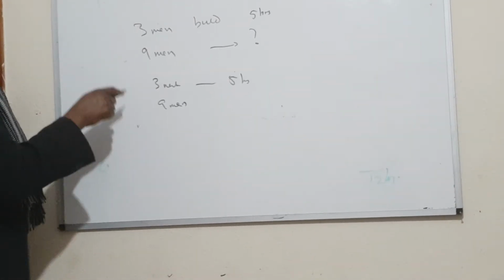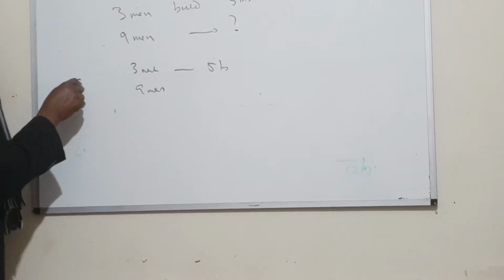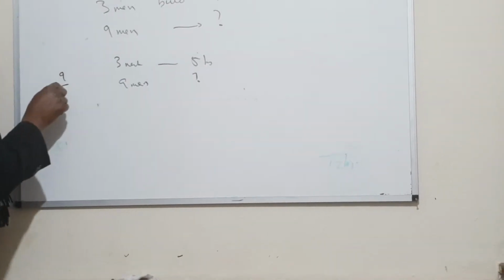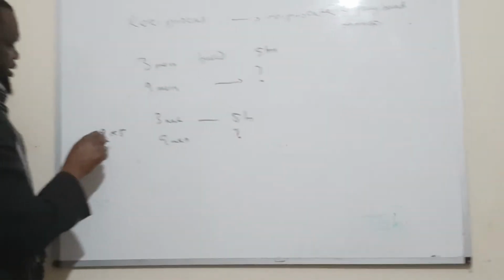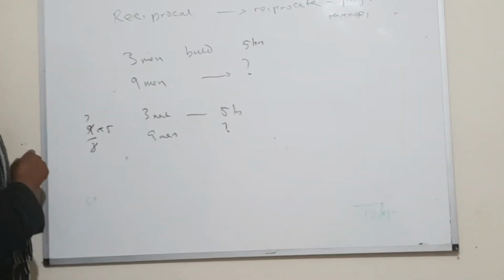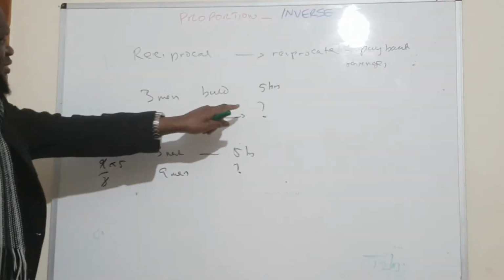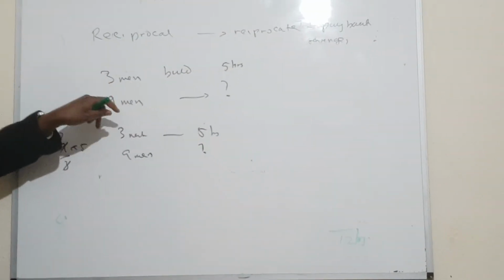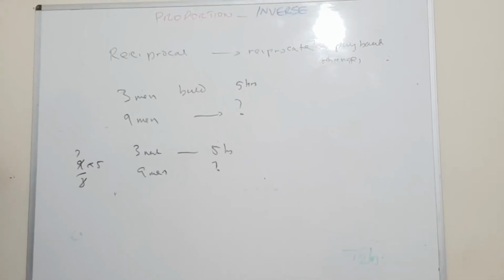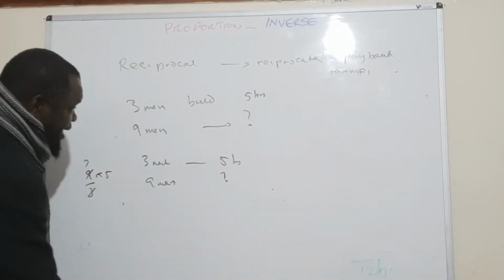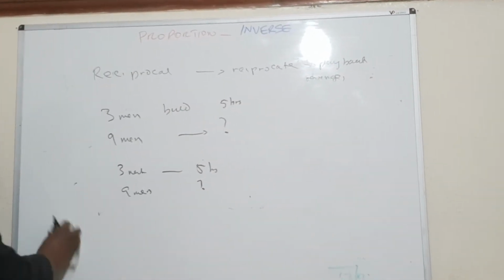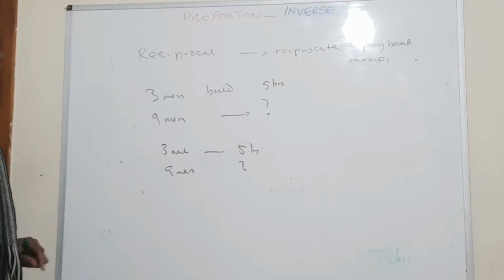If it's a direct proportion, we are going to say 9 is the one we don't know: 9 over 3 times the hours. This goes 3 times, that's 15 hours. That's wrong. If 3 men take 5 hours, 9 men are supposed to take 3 times less time, because 3 times 3 is 9.